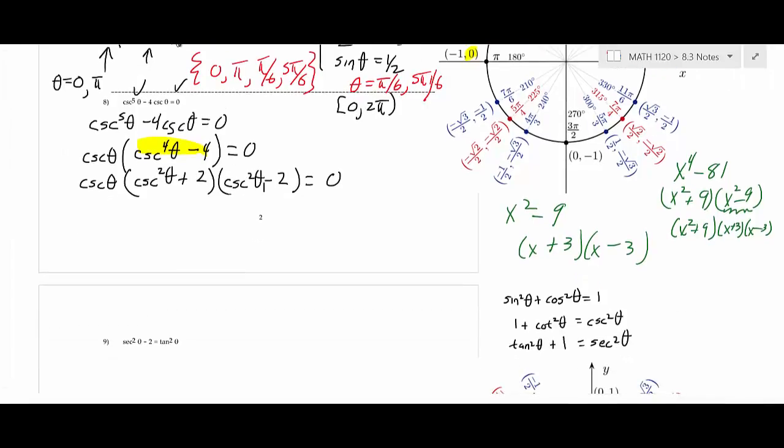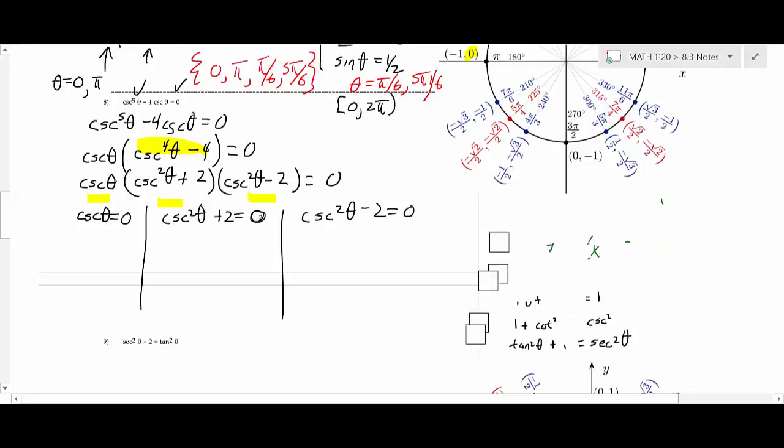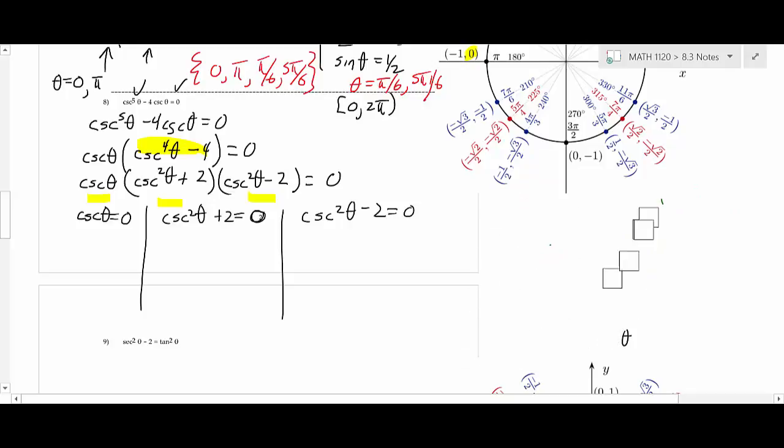So what you're going to do is you have 3 factors. You need to set each one equal to 0, then solve using your unit circle. So we have cosecant theta equals 0. We're going to solve that. We have cosecant squared theta plus 2 equals 0. We'll solve that. Then we have cosecant squared theta minus 2 equals 0, like that. Now all this algebra, I'm just trying to show you the connection between what you've hopefully learned and what you're going to see in the trigonometry.